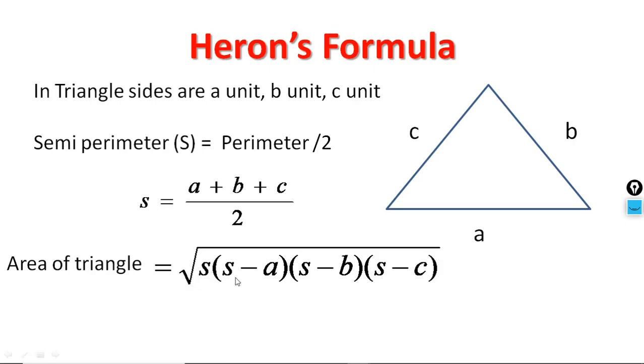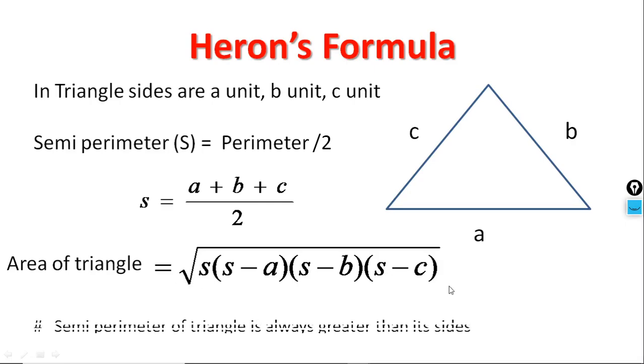square root of s, which is the semi-perimeter. From the semi-perimeter we keep subtracting the sides one by one and find their product: s minus a, s minus b, s minus c, all under the square root. This is all under the square root because the area of a triangle is always positive. There is one important observation from here. The semi-perimeter of a triangle is always greater than its side. It means s is always greater than a, greater than b and greater than c.